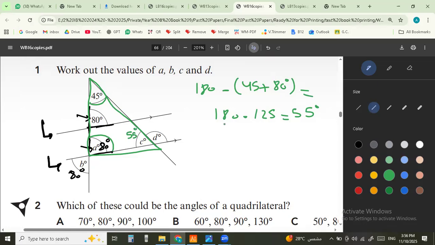What about angle D? You're going to find that these two angles are supplementary, which means that they add up to 180 degrees. So 180 minus 55 is going to give you exactly 125 degrees. This is angle D.